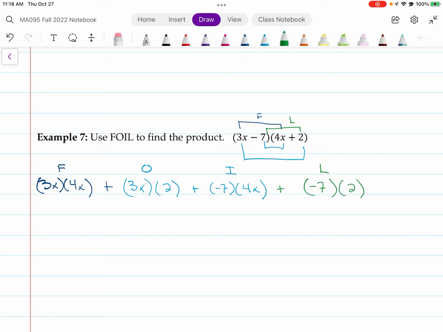All right. So now let's work this out. I get 3x times 4x is 12x squared. Outside is 3x times 2 is 6x. Inside is negative 7 times 4x, negative 28x. And the last one, negative 7 times 2 is minus 14.